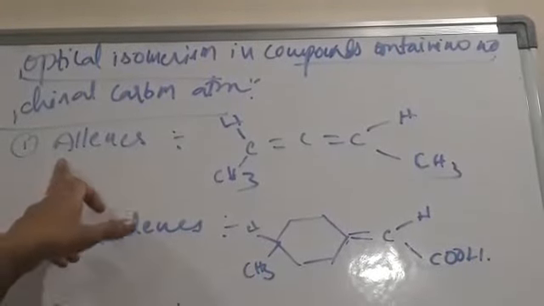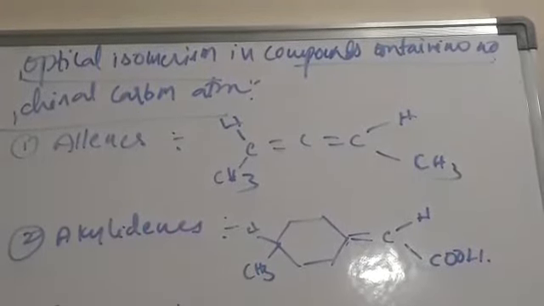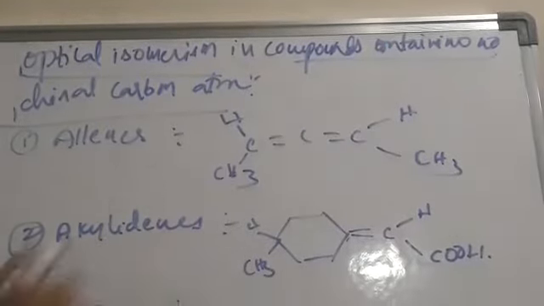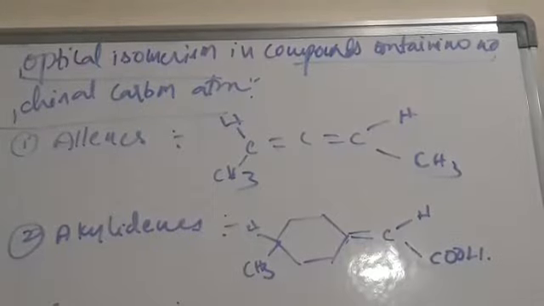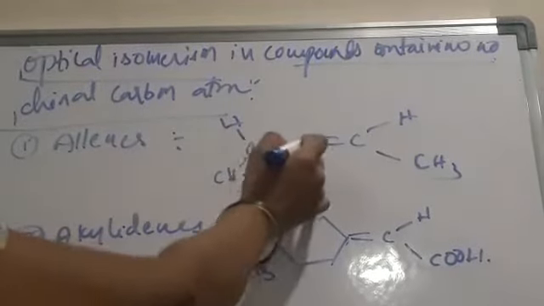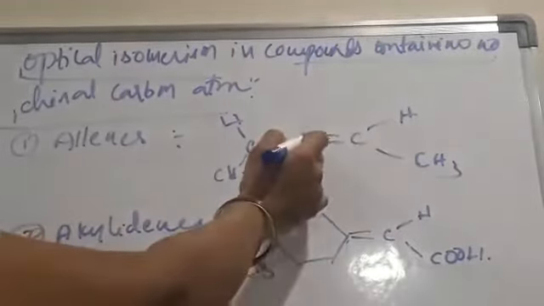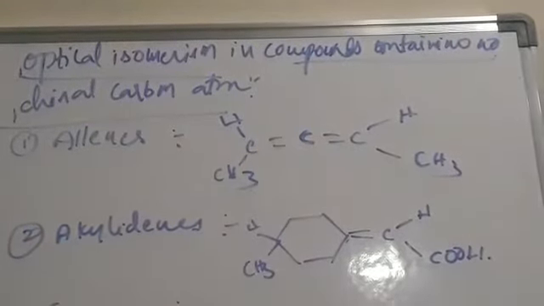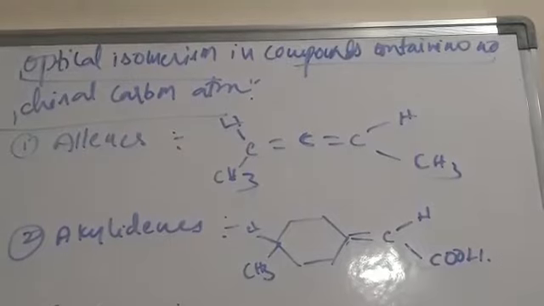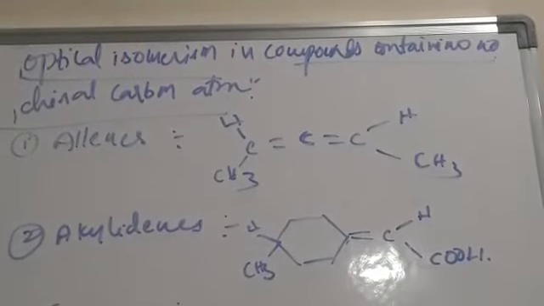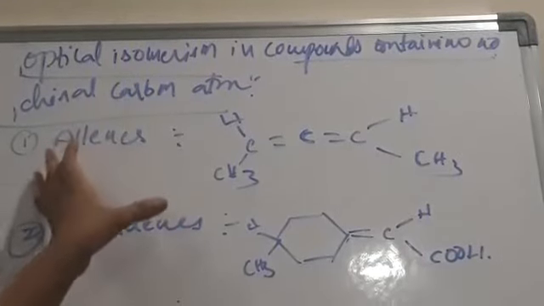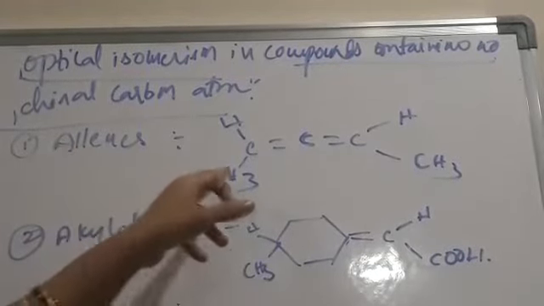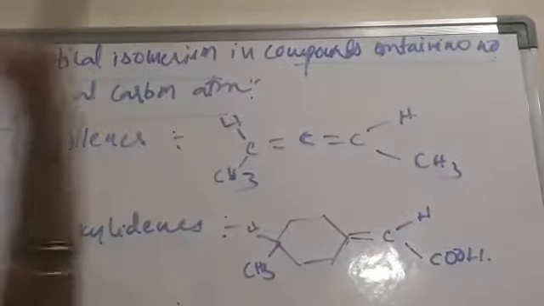For example, allenes. Allenes are dissymmetric compounds. Okay? So, this is allene. Three carbon atoms. If you consider the middle carbon, it is surrounded by double bonds on either side. Okay? So allenes exhibit optical activity due to dissymmetry in the whole structure.